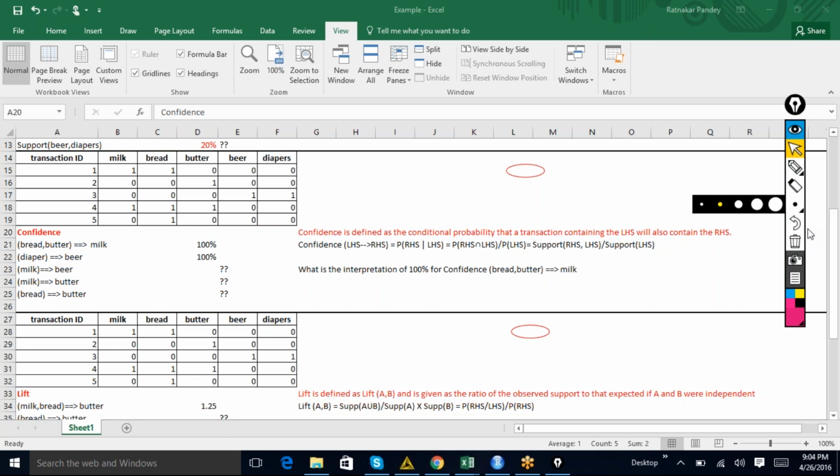Clear. Okay. So if it is clear, let's go ahead and do the next one. Who can answer the question: what is the confidence that beer will be bought provided milk has been bought? Let's see who comes up with the correct answer. So Vijay says 20%, Richa says 0%. Any other answers?